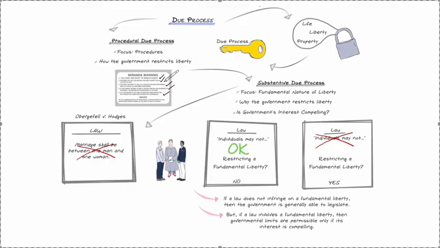While procedural due process violations can be avoided by the government adhering to constitutionally mandated requirements, substantive due process is much more subjective in evaluating the fundamental nature of liberties and the importance of particular government interests.